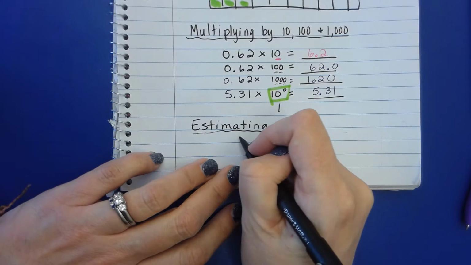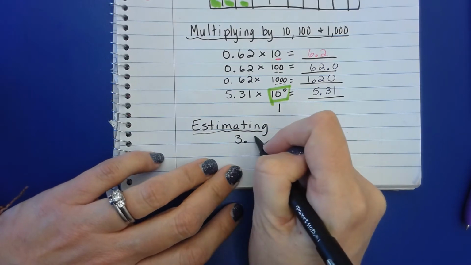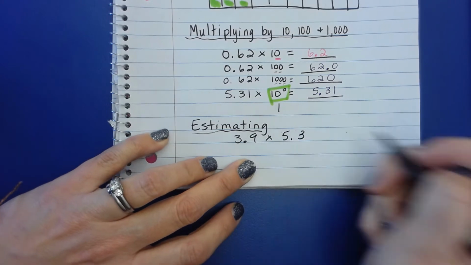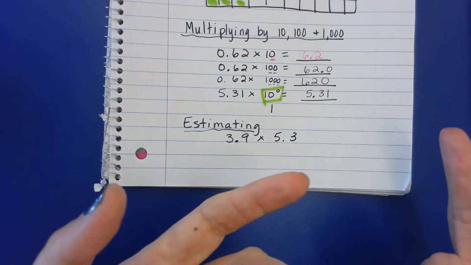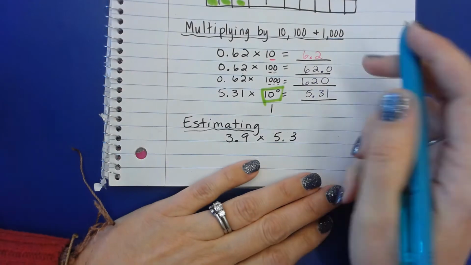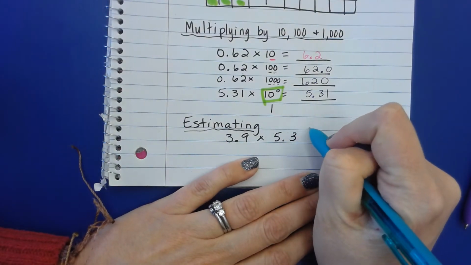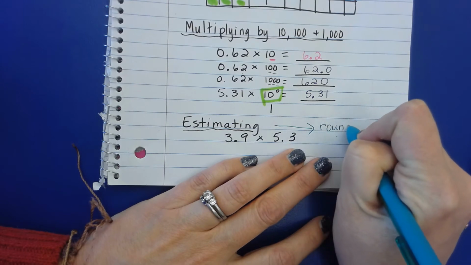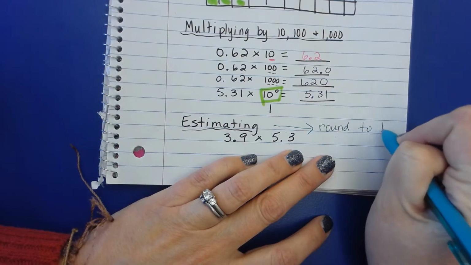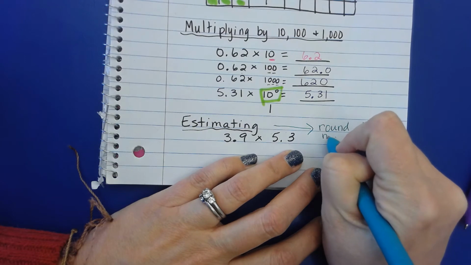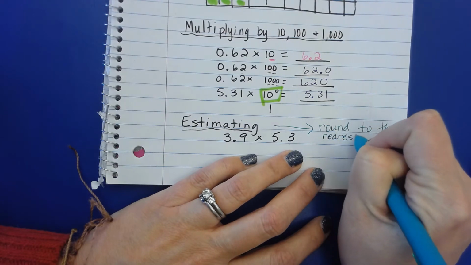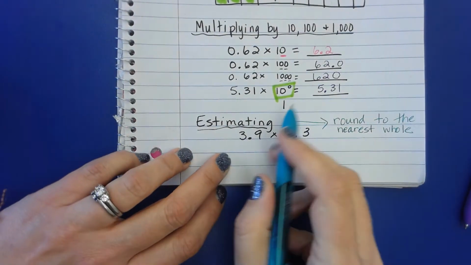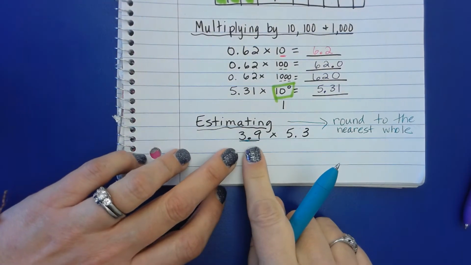If you had to estimate 3 and 9/10 times 5 and 3/10, you want to just actually round to the nearest whole. Okay, so let's write: round to the nearest whole number. Okay, so 3 and 9/10.